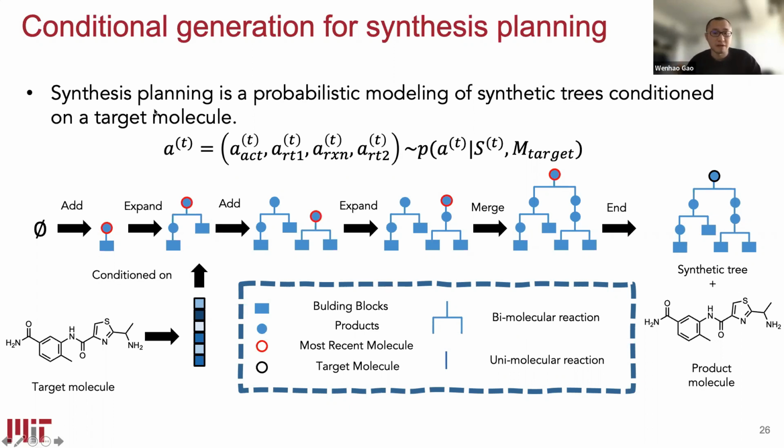And we use offline data to train a policy network. Within each step, we sample an action, which is a set of 4 components we will introduce in detail later, from the policy network, using the current state and the target molecule as the input, and apply this reaction to the environment to grow the synthetic tree. And we will take the synthetic tree and the product molecule as the output. If the product molecule is identical to the target molecule, then it's a successful synthesis planning, and we call it recovered.